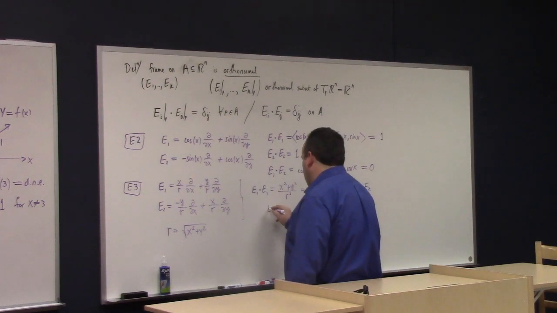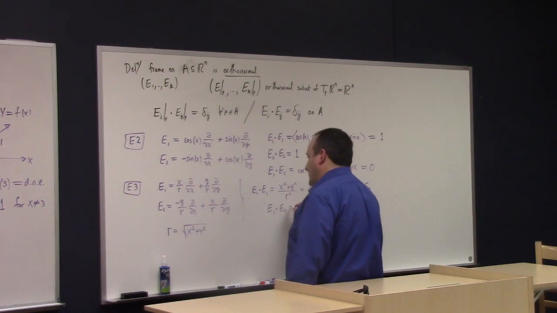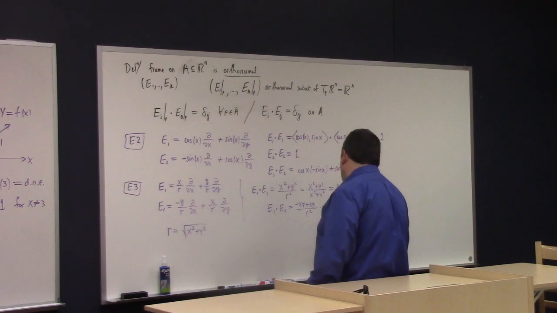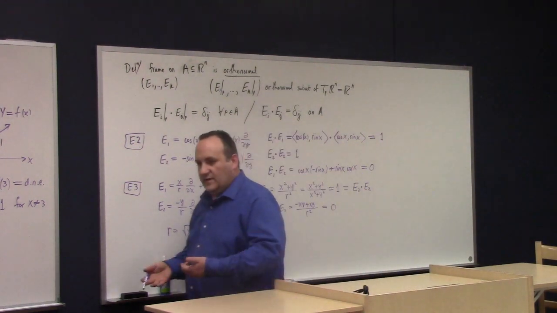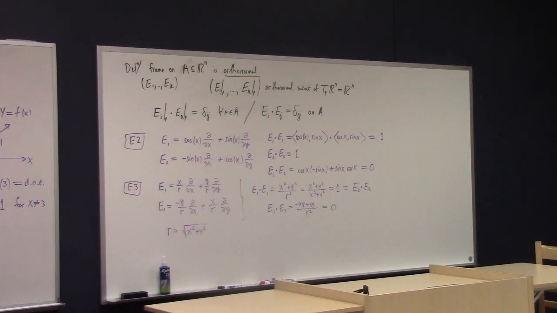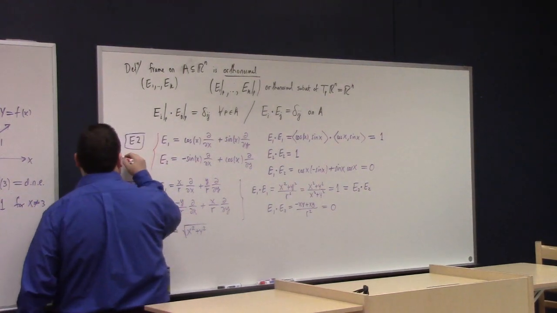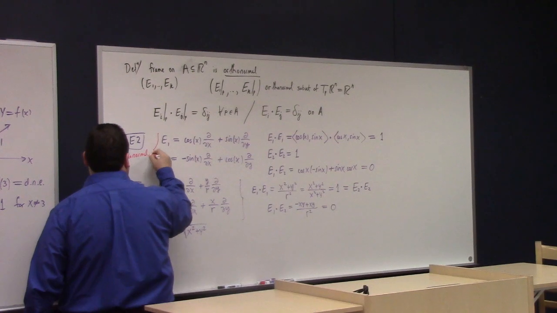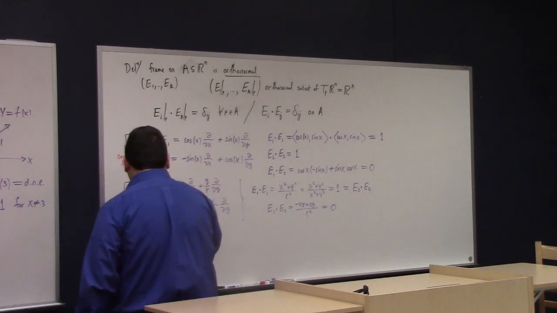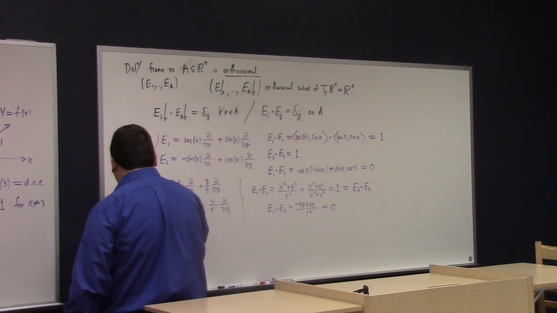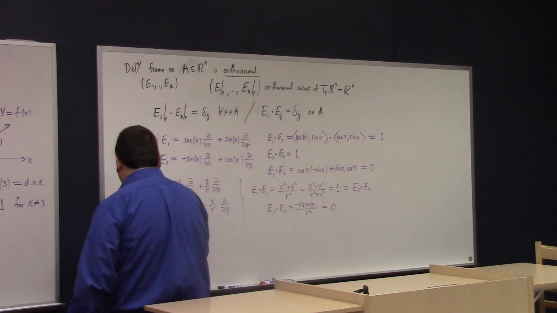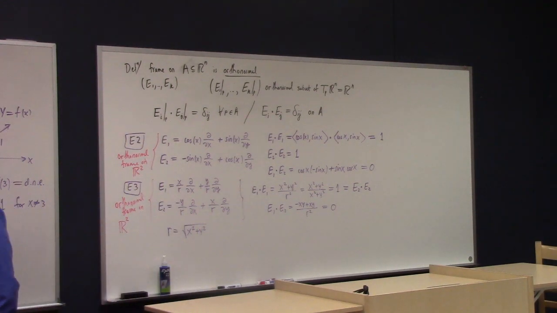And likewise, very similarly, E2 dot E2 is also equal to 1. And you can easily see that E1 dot E2 is what? Minus xy plus xy over r squared, which is 0. So what do you guys think? Is this an orthonormal frame on R2? So this one up here was orthonormal. These are an orthonormal frame on what? R2, right? Agree?